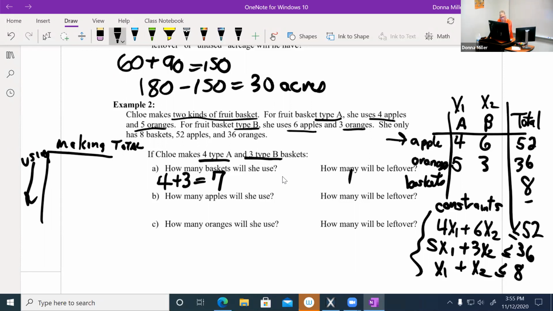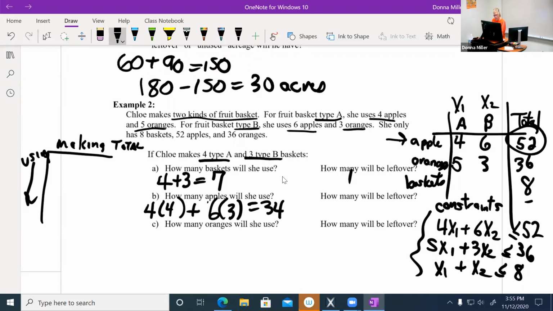Okay, so the apples. She uses 4 apples for type A, and she's making 4 of them. And she uses how many apples for type B? It's 6, and she's doing 3 of those. And so that's the number of apples she would use. So I'm going to plug it in a calculator. 4 times 4 plus 6 times 3, I get a total of 34 apples. But notice we have 52 available. So if I do 52 minus 34, that's the leftover. We get 18.